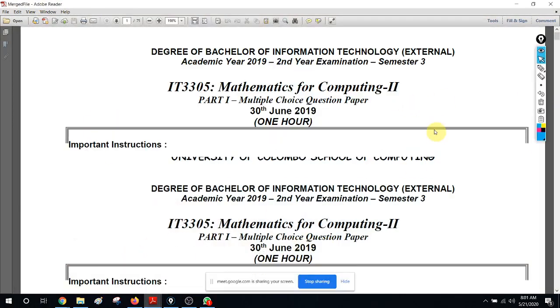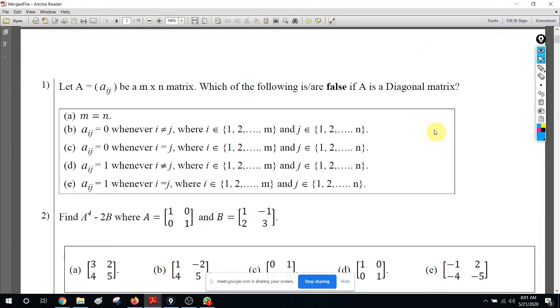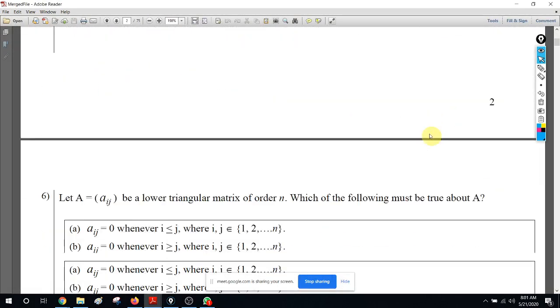Right, so let's take some past paper questions. If it is related to sequence only we are going to do, not series questions.